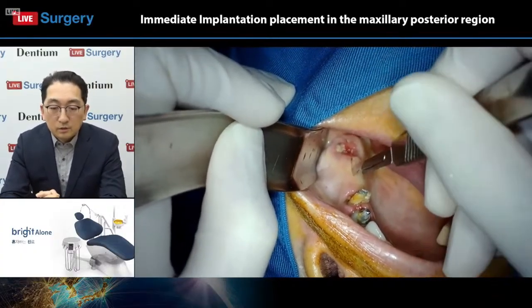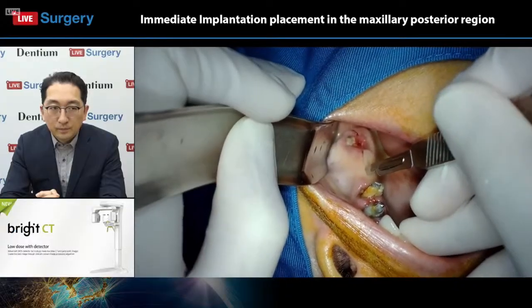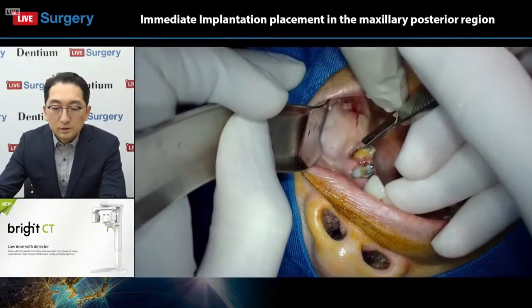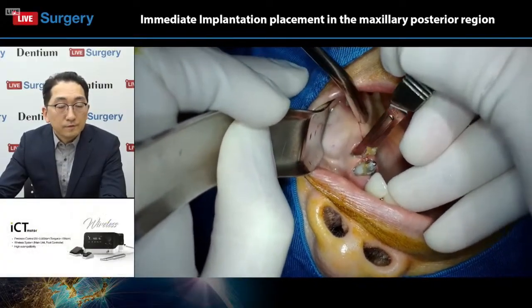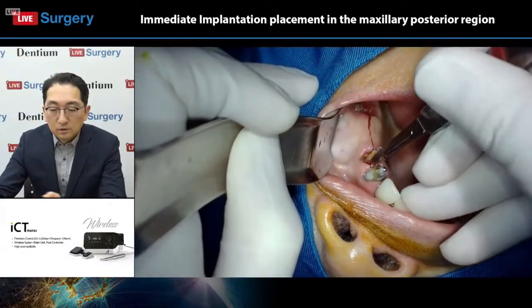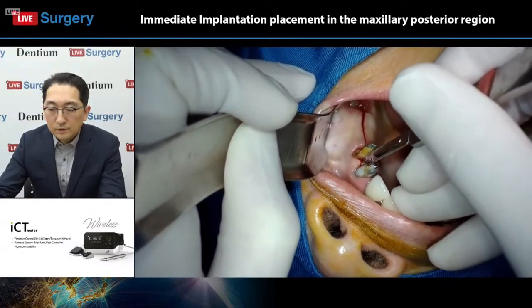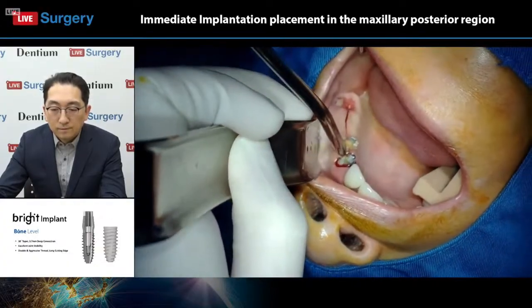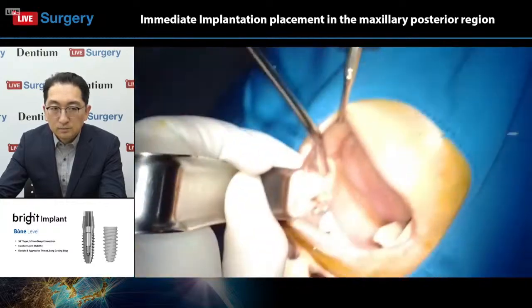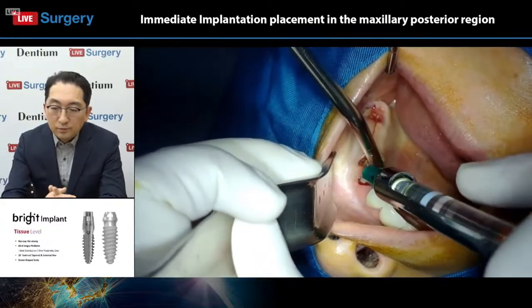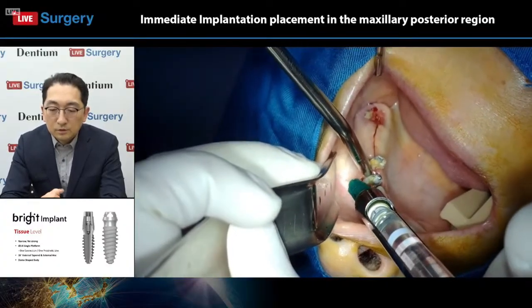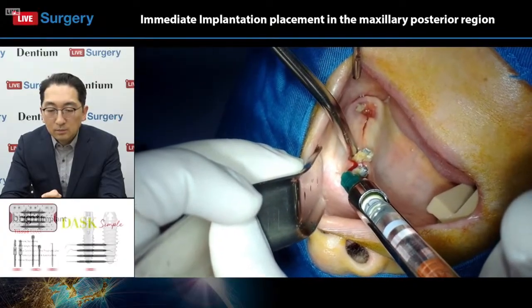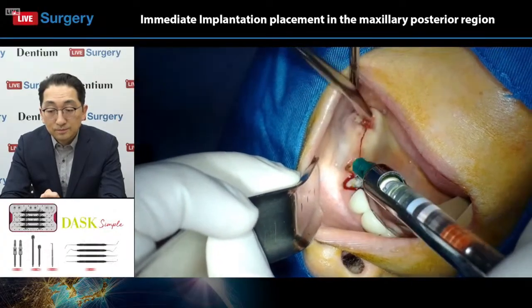From now on, we will proceed to watch the surgery. I'm making an incision using a number 15 blade. You can either extract the teeth first and then raise the flap, or raise the flap first and then extract. I prefer to raise the flap first because if you extract first, the flap may get slightly damaged during the extraction procedure.